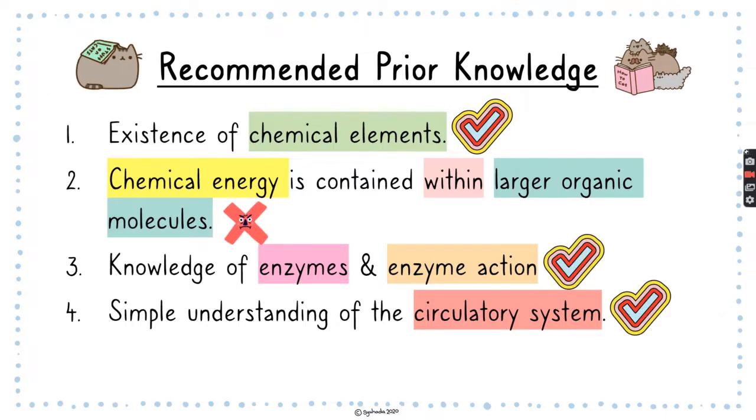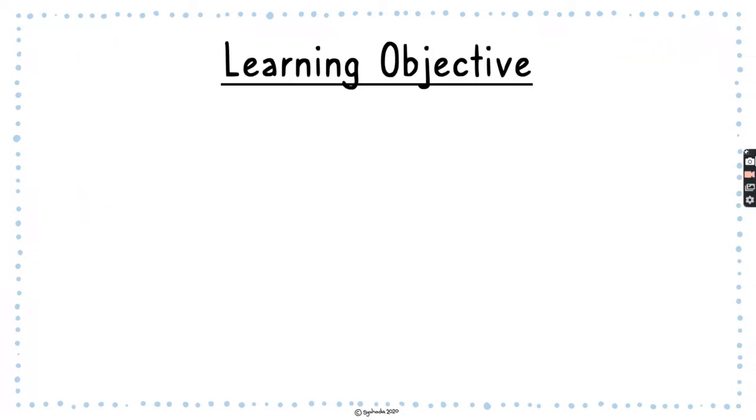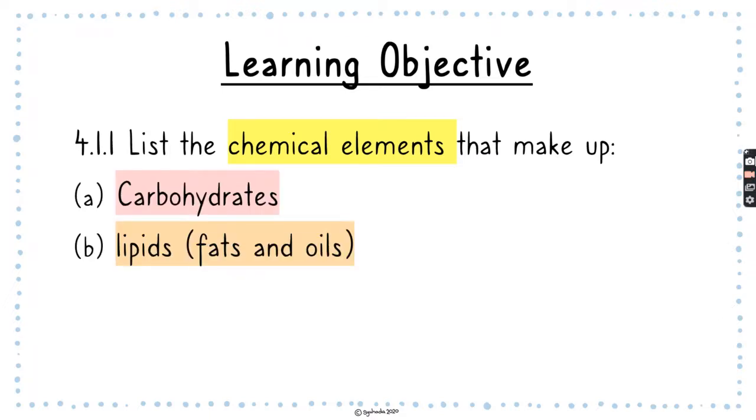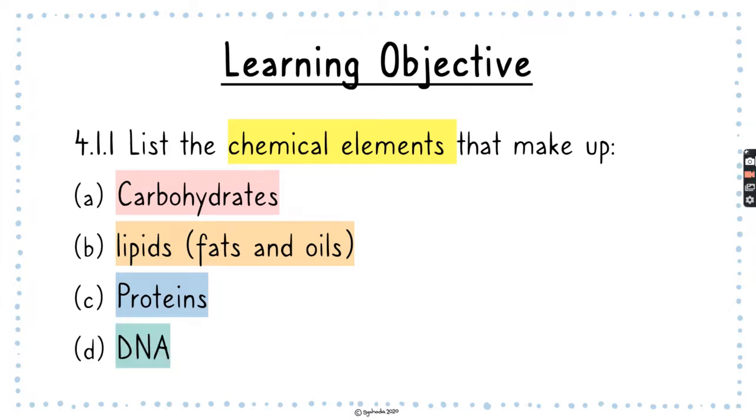Some of these are much more familiar to you, but this one might not be very familiar, though you could have already covered this part in chemistry. We are just going to have a check, as pretty much everything here is related to what we're going to learn today. Our learning objective today is 4.1.1: to list the chemical elements that make up carbohydrates, lipids, fats, and oils, protein as well, and lastly DNA.